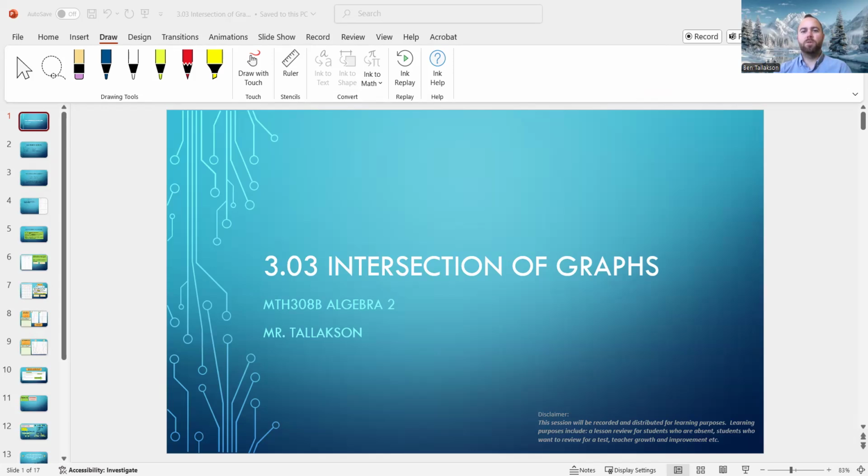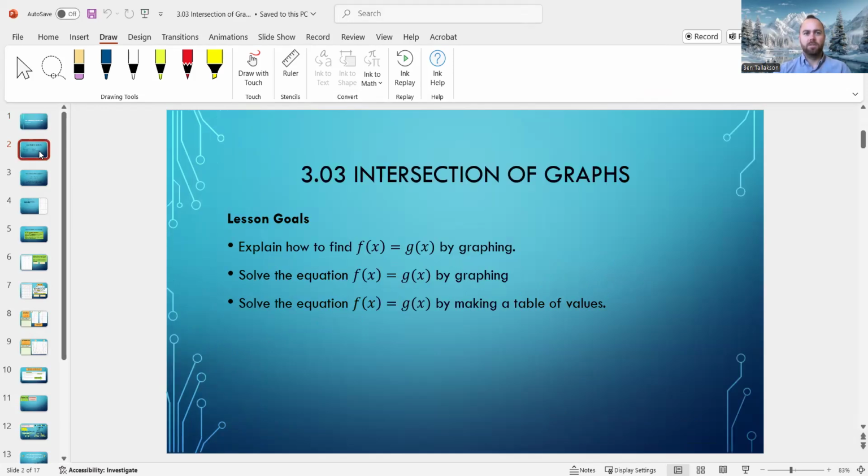We're going to look at 3.03 intersection of graphs. And you're no stranger to intersection of graphs. That's basically any time two graph lines touch each other or cross. So our goals are explain how to find f of x equals g of x by graphing.